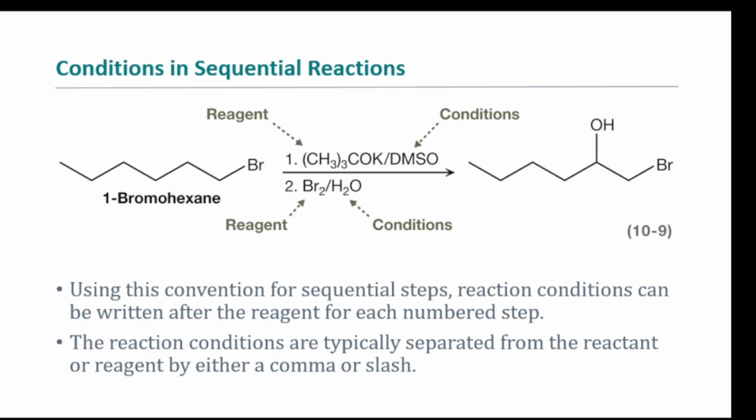All right, so these are conditions in a sequential reaction right here. If you're going to do a sequential reaction, this would be your reagent. You would then put a slash, and then these would be conditions. In this case, we have a solvent listed for each of these. And again, this is the reagent slash conditions, which is water. So the second one is actually an aqueous solution.